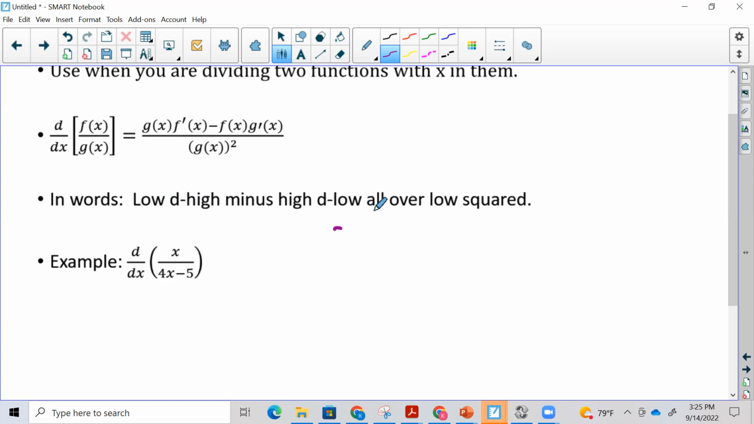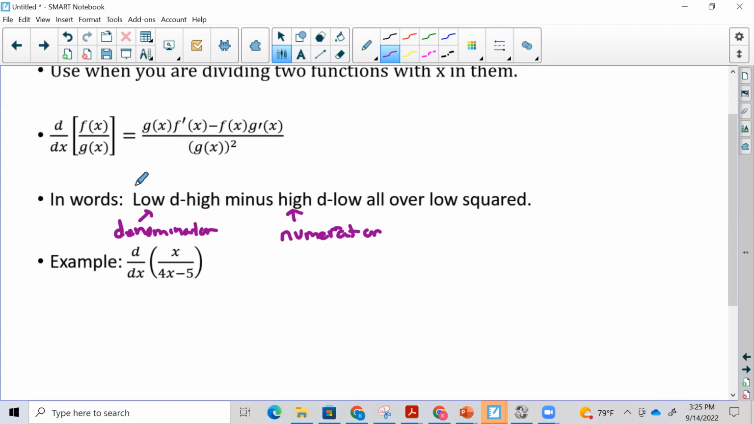In words, sometimes the way students can remember it is the saying, it's like low d high minus high d low all over low squared. Okay, so what low would be is the denominator or the bottom function. And then the high is your numerator. And then d high means the derivative.